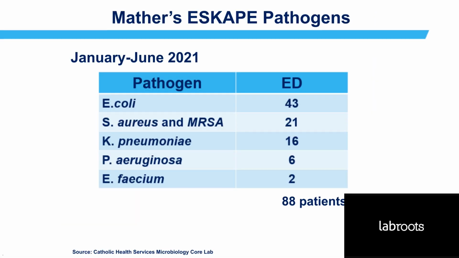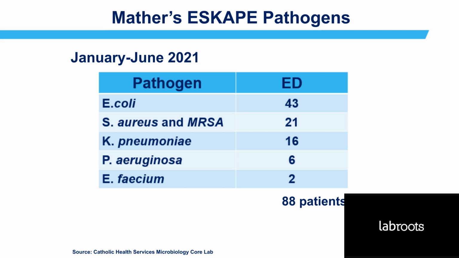I know this was one of the poll questions in the beginning, asking you if you know what is the most common pathogen in your organization. And I have to tell you that before this retrospective review, it was not really clear as to which pathogens we were actually seeing. And you can see here the breakdown of those 142 ED positive blood cultures, which actually represented 88 unique patients.